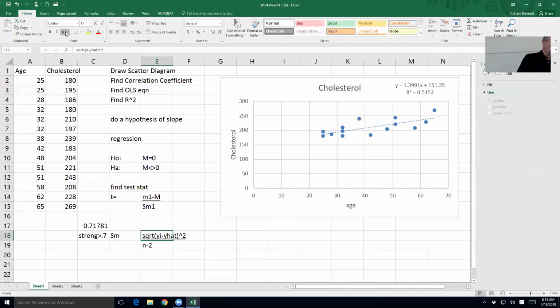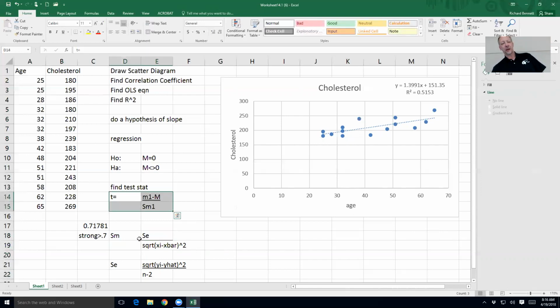Oh, no, you're jumping ahead. Sorry, that's a different equation. So that's actually the residuals. In fact, I would have written that as the residuals. So that's S sub E, okay? S sub M, or in your formula sheet, S sub B1, equals S sub E divided by the square root of the sum of x_i minus x bar squared. Okay, so that's kind of where we left off yesterday.